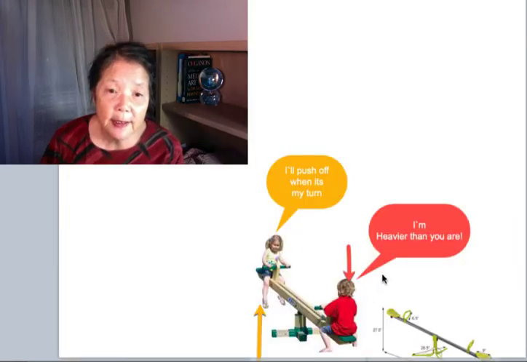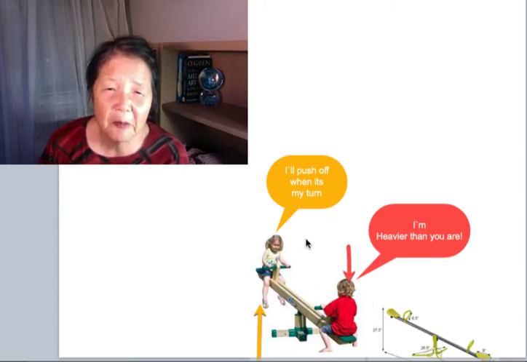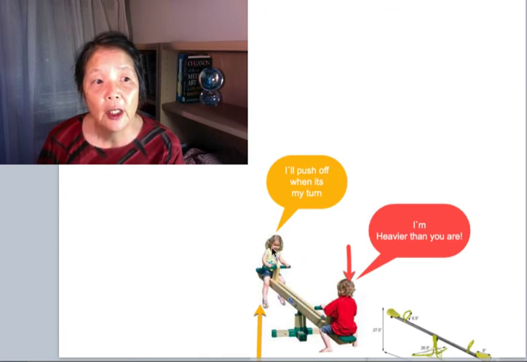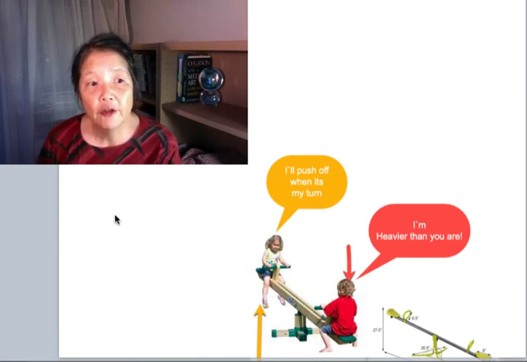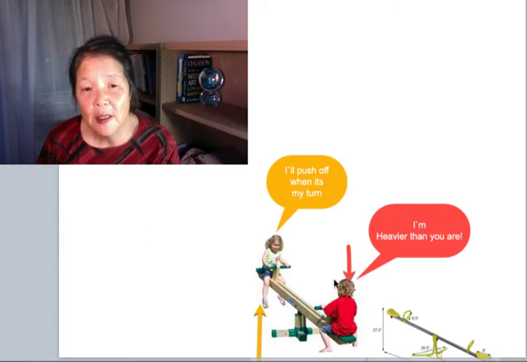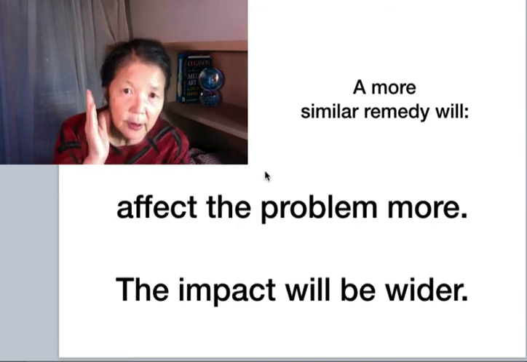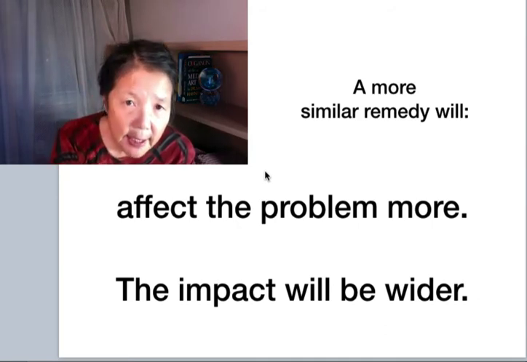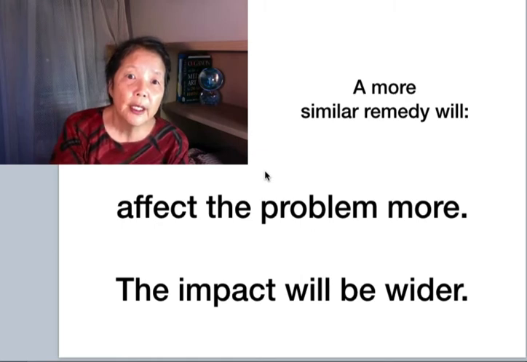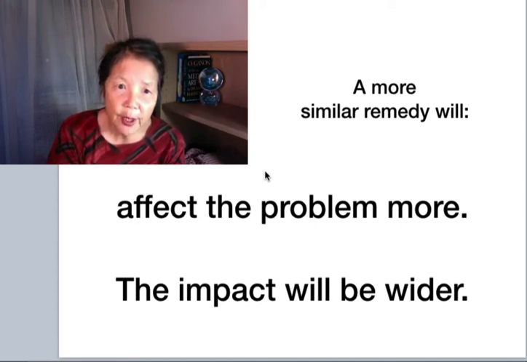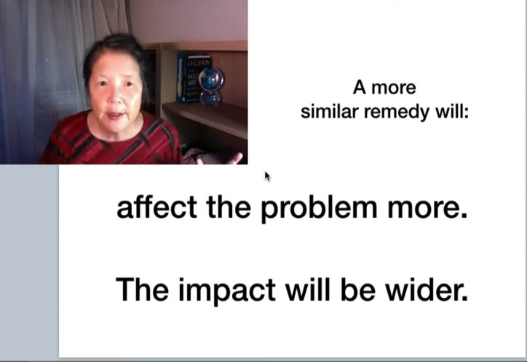So this very physics-like description of how matching occurs is very relative. These kids could be different weights, and still this seesaw could work. But the basic thing to know is not about potency. The basic thing that you want to know is what is similar, because the more similar your remedy is, the more you're going to affect the problem. The wider the impact is going to be.